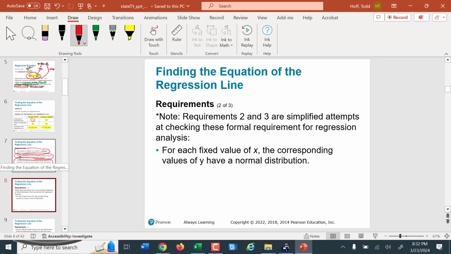Here, the requirements 2 and 3 are really checking one single requirement, and that is that for the fixed values of x, the values for y are normally distributed. That means for every value of that independent variable, there might be multiple cases where we have that value. The values that we would get for y, the observed values for y, form a normal distribution. And the center of that normal distribution should be our regression line.